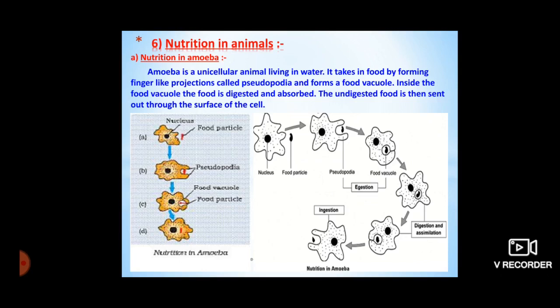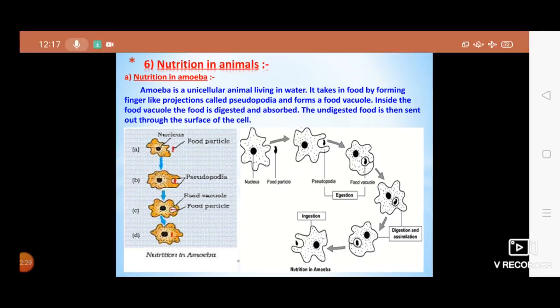It takes in food by forming finger-like projections called pseudopodia. After the pseudopodia, a food vacuole forms in the middle of the amoeba body. Inside the food vacuole, the food is digested and absorbed, and the undigested food is sent out of the body with the help of the pseudopodia. You can observe this here in the picture.